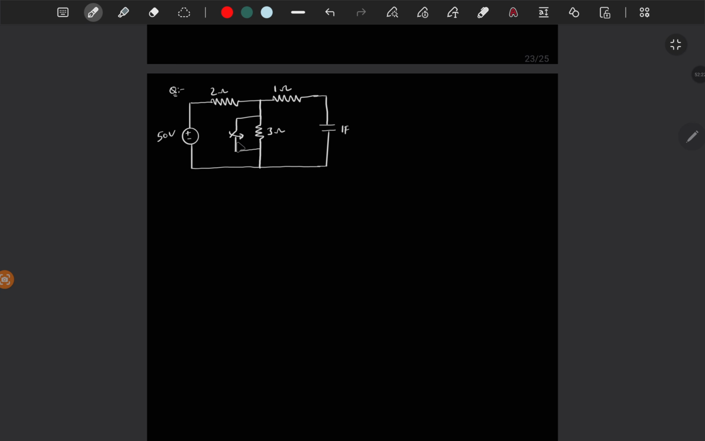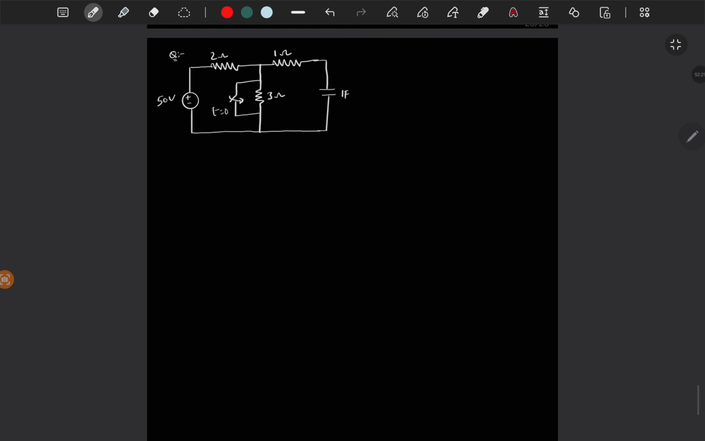This is not mentioned. Okay, let's take it for t equal to 0, the switch is closed. We can directly draw the output waveform V0 of t. The voltage is staying continuously at 50 volts. So even at t less than 0 it is 50, and even at t greater than 0 it is 50.